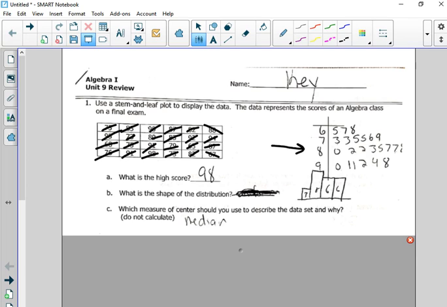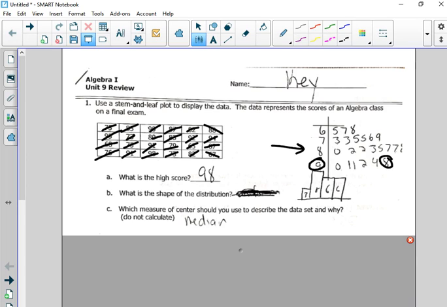Okay? Now, what's the highest score? That would be right down here, 98. Now, this next question I crossed off because the key said uniform. Somebody else's key. I don't agree with that, but I also don't know what to really call it.